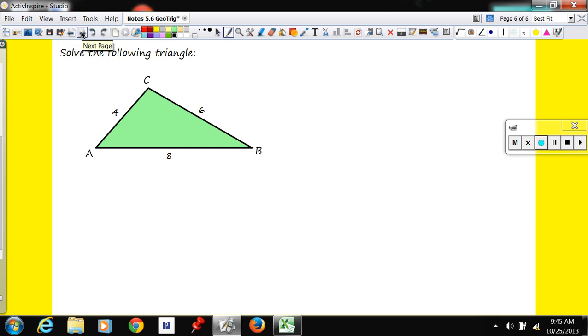This time they gave me little a, they gave me little b, they gave me little c. Little a is 6, little b is 4, little c is 8.